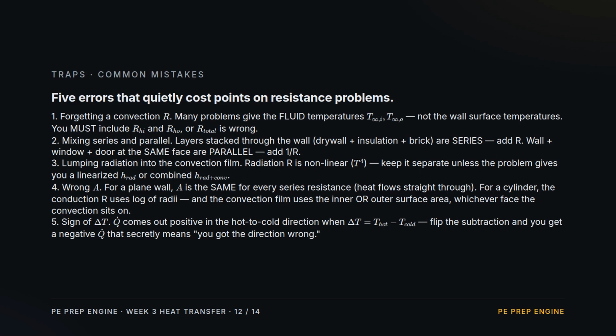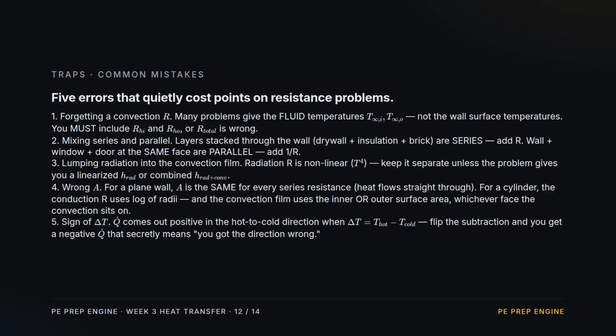Five traps that quietly cost points. 1. Forgetting a convection R. Problems often give fluid temperatures, not wall surfaces, so include both films. 2. Mixing series and parallel. Layers through the wall are series. Add R. Wall, windows, and doors at one face are parallel. Add reciprocals. 3. Radiation in the convection film. It's nonlinear, so keep it off the ladder, unless handed a linearized coefficient.